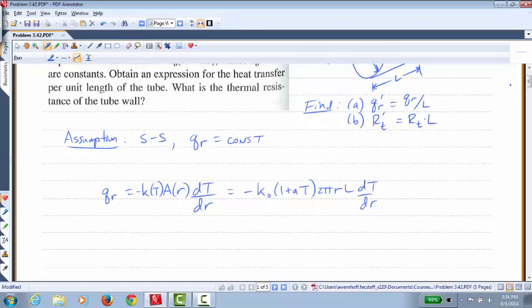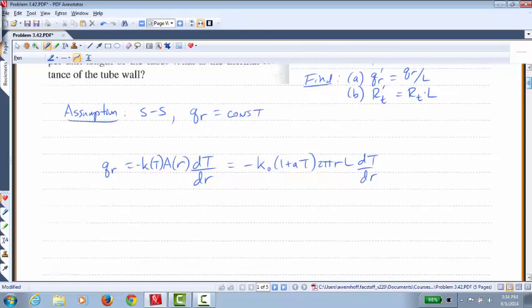Now the next thing we can do is we notice that we have the L on the right-hand side of the equation and the QR on the left side, and we're trying to find QR prime, which is defined as QR divided by L. So we'll go ahead and do that division here and say QR prime is equal to QR over L, which then gets us minus Ko times 1 plus A times T times 2 pi R dT dR.